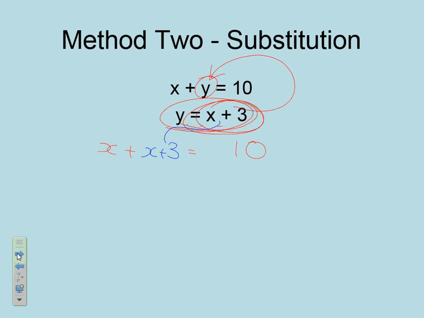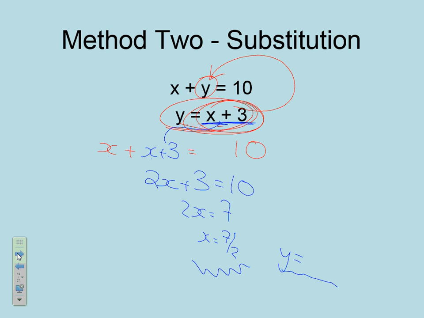And now look at this algebra. X and x is 2 x's. Add 3 is 10. Take away the 3 from both sides. Divide by 2. So x is 7 over 2, or 3.5. Now if x is 3.5 or 7 over 2, then y is just 3 bigger than that, so we're adding 3 to that, must be 13 halves. And we could check that, because if you add those two together, you get 10. Well, look, 7 and 13 is 20, 20 halves, 20 over 2. Yes, it is 10, it does work.